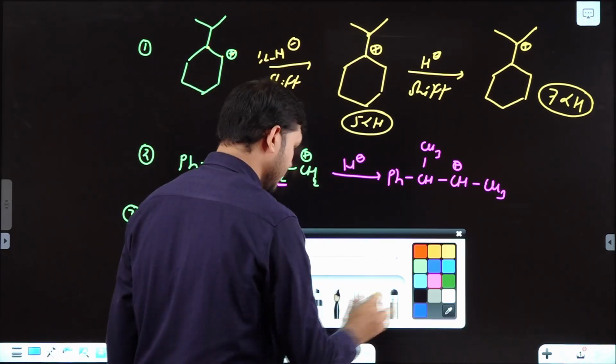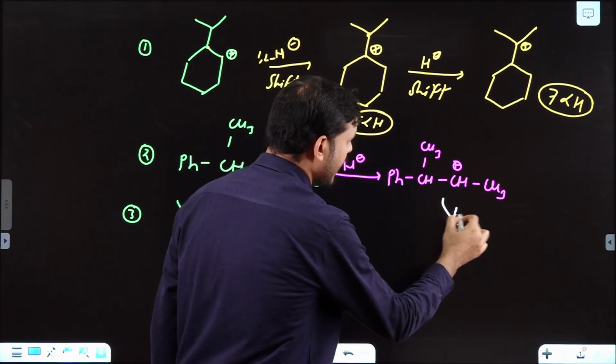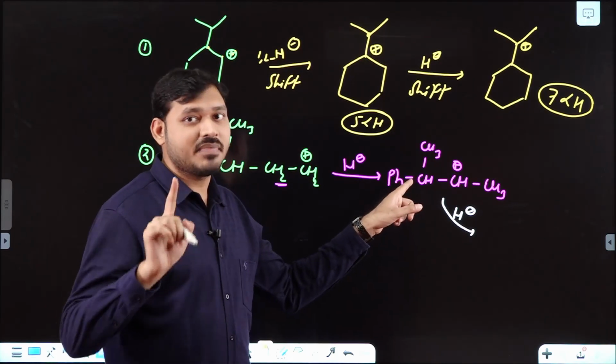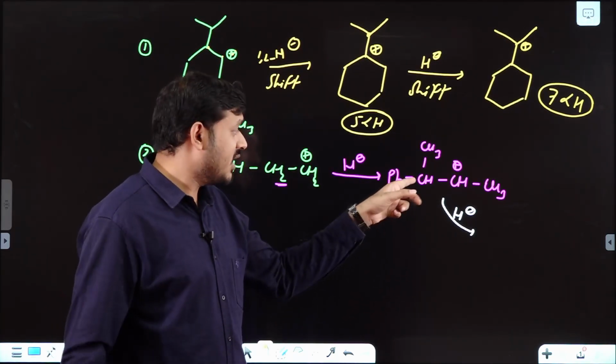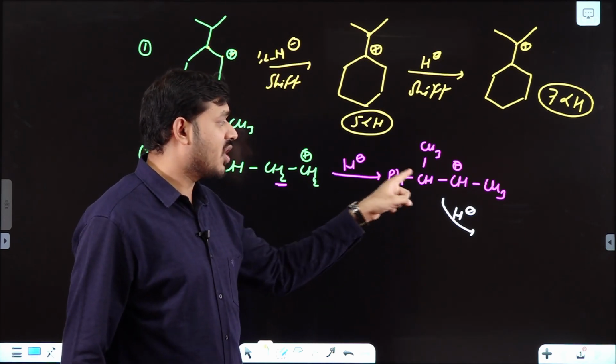Now, again, what will you make? Hydride shift. See, I have told you earlier, if there is a hydride shifting possibility, then don't make the others. See, you are having all three cases possible: methyl shifting, phenyl shifting, or hydride shifting.